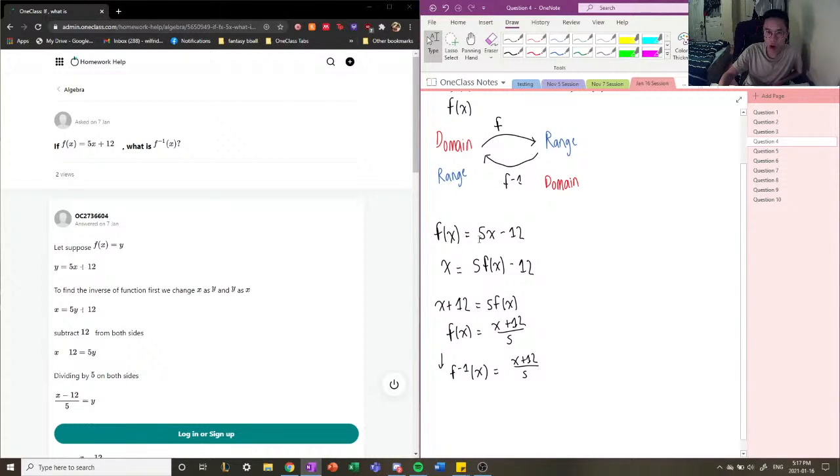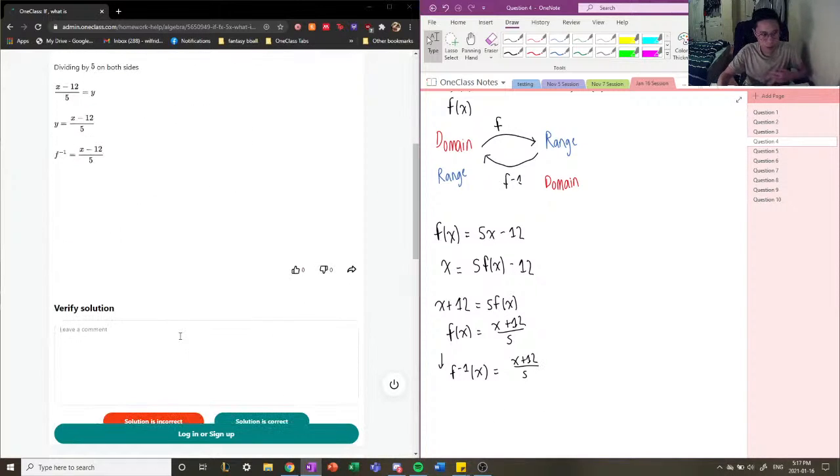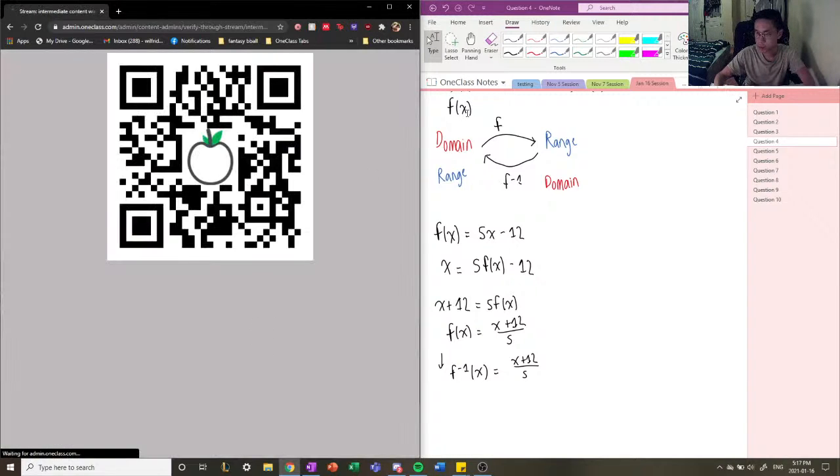Okay, so that's how you find the inverse function. You basically swap your independent and dependent variable, whatever they are, and then you solve for the dependent variable again, and by doing so, you're able to find your inverse function. Okay, so this solution is correct. Good work. Okay.